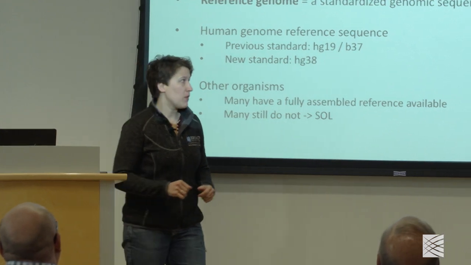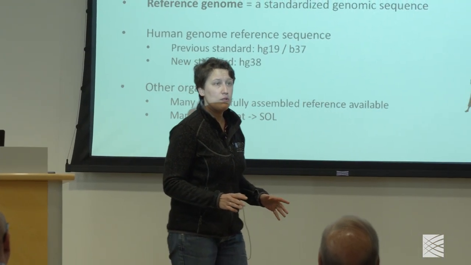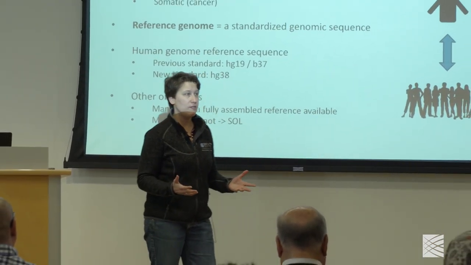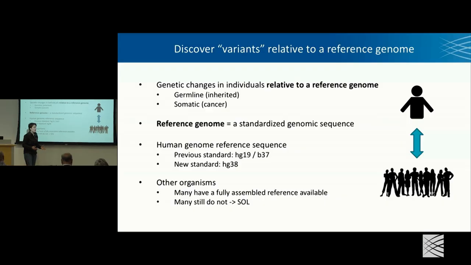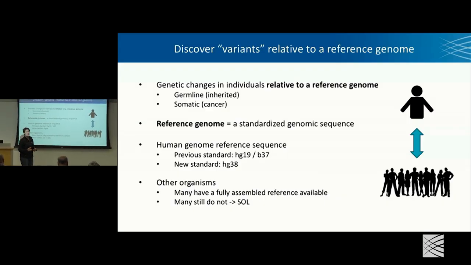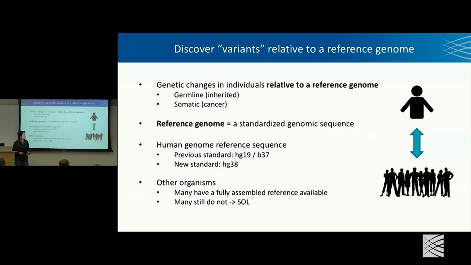All right, the goal here, what we're trying to do, is discover variants relative to a reference genome. When we talk about variants, we mean genetic changes that are relative to a reference genome. We do everything relative to a reference because that gives us a common framework so that we can compare everybody's genomic variation in the same comparable way.